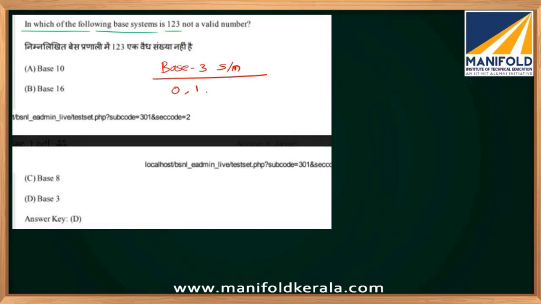The symbols allowed will be 0, 1 and 2, right? If the symbols allowed in base 3 are 0, 1 and 2, then can 123 be a valid representation in base 3? Can 3 appear in a base 3 system? If 123 has to be a valid representation, your base should definitely be greater than 3. Now, out of the given options, which is not a valid base for representing 123? Is it base 3? Is that clear? Okay, fine.